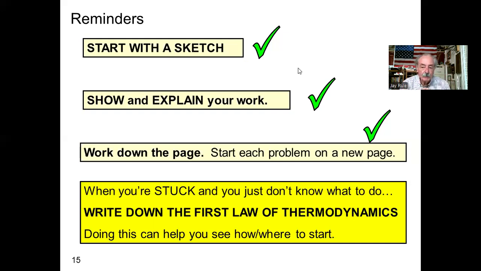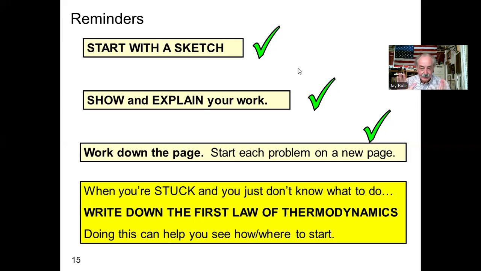Start each problem on a new page as a courtesy to the person looking at your exam. Remember, you don't want to make that person mad, right? You want to make that person's job as easy as possible in evaluating your work. So work down your page, not gunshot, all around the page, and start each problem on a new page.